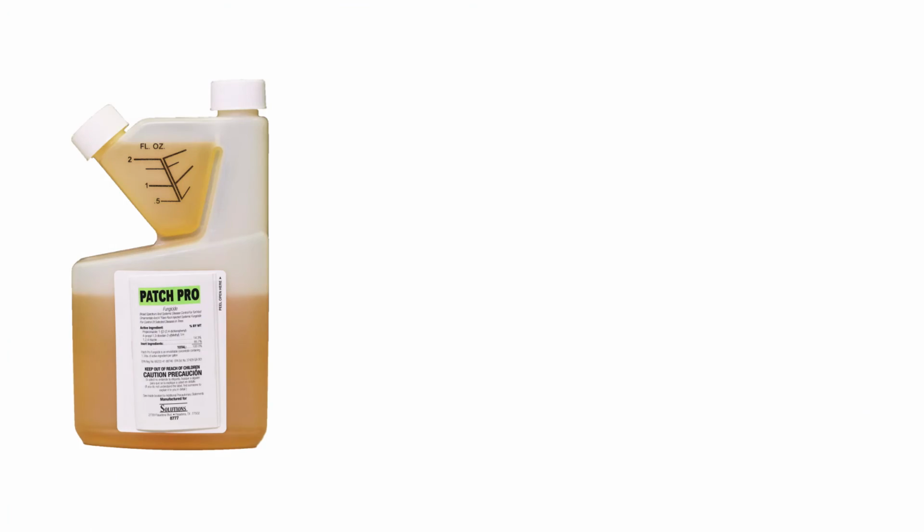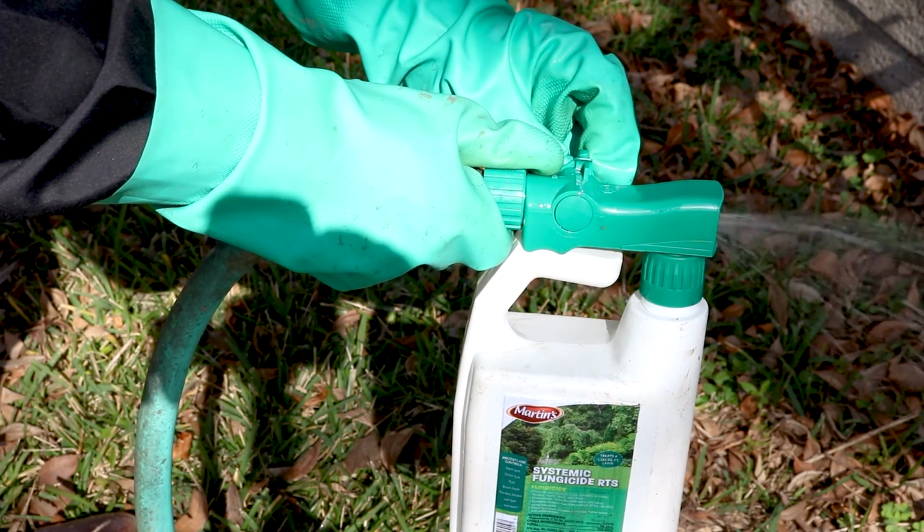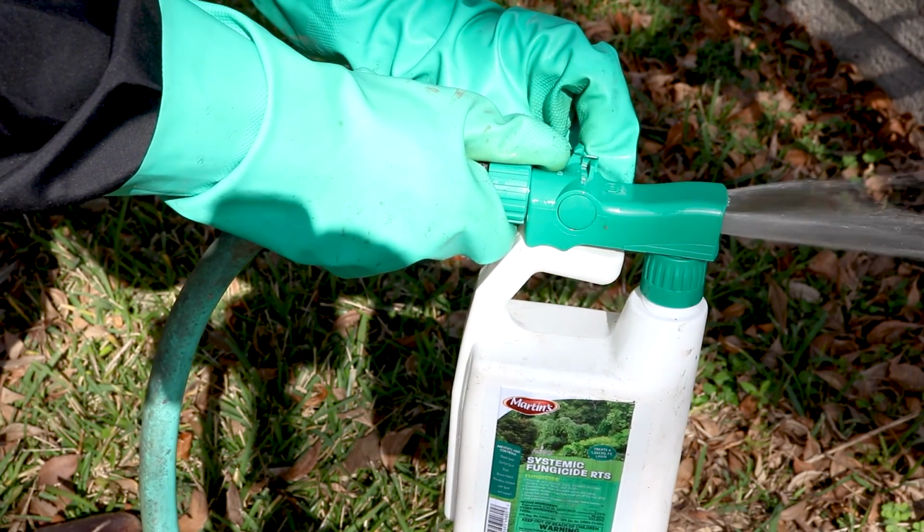Patch Pro has a residual of about 30 days, and we recommend monthly treatments to keep your lawn fit to fight disease. Do not go over the maximum annual rate of 16 fluid ounces per 1,000 square feet or 5.4 gallons per acre. As an alternative product, you can use Systemic Fungicide RTS.